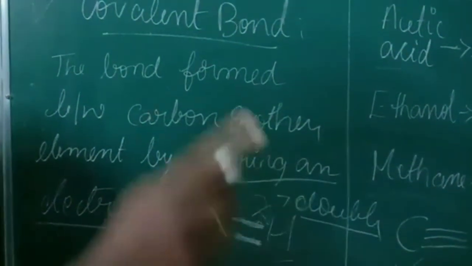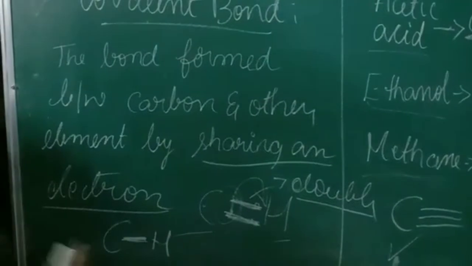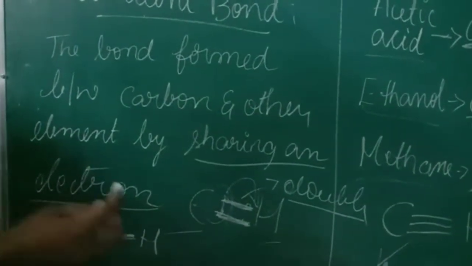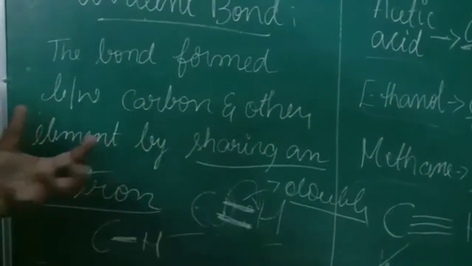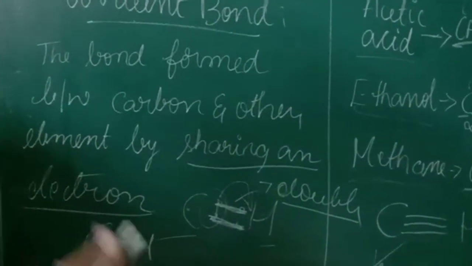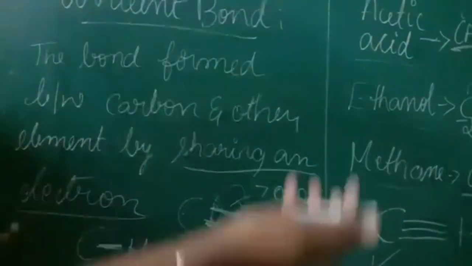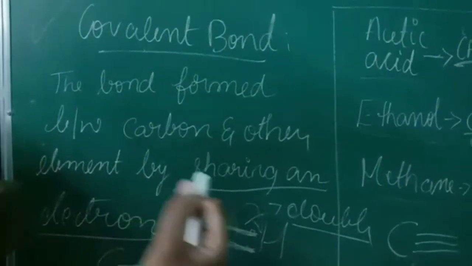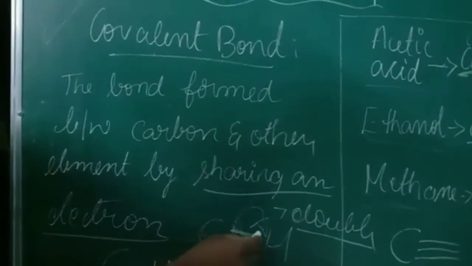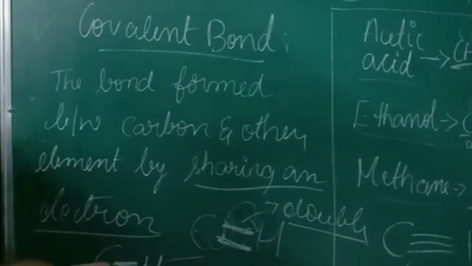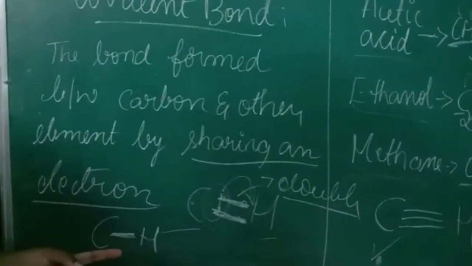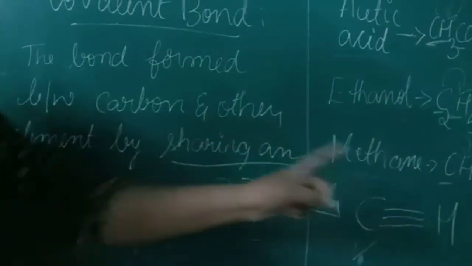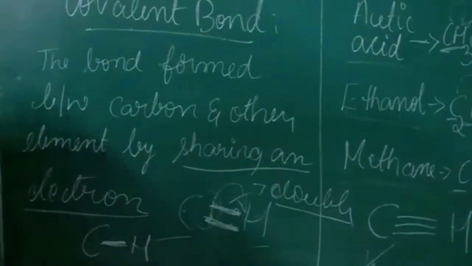Here I have taken the example of carbon and hydrogen, but you can take the example of any element, either carbon and nitrogen, or carbon and oxygen. What happens is that there is a sharing of electrons between carbon and whatever element is going to form a bond with it. One bond means there are two electrons. If there is one line between two elements, that is a single bond; two lines, a double bond; three lines, a triple bond.